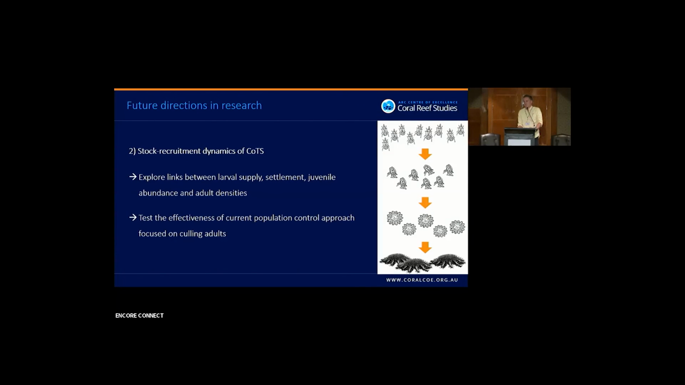Secondly, this method also provides an opportunity to add settlement as a variable in demographic models and assess the stock recruitment dynamics of this boom and bust species. Notably, exploring the links between larval supplies, settlement, juveniles, as well as adult densities could also help us reaffirm that just culling adults and not trying to actually address any of the other life stages is the most effective way.